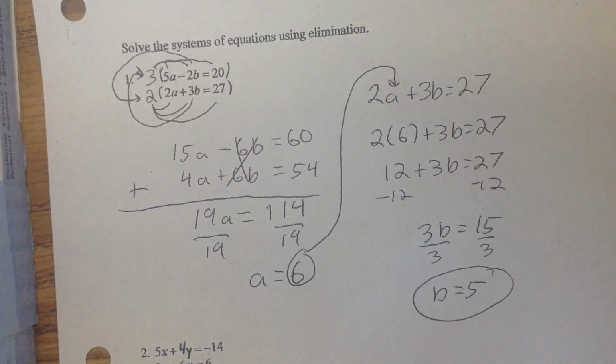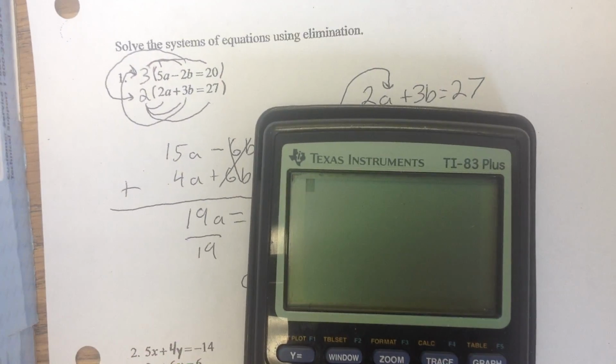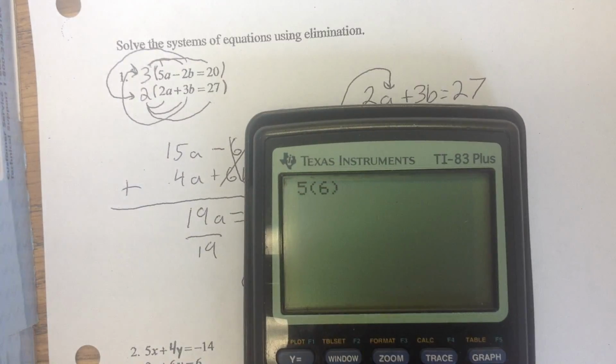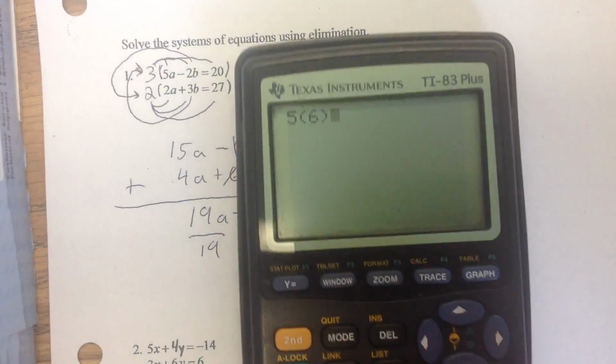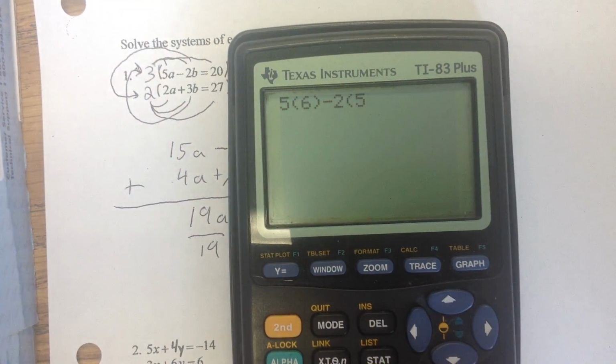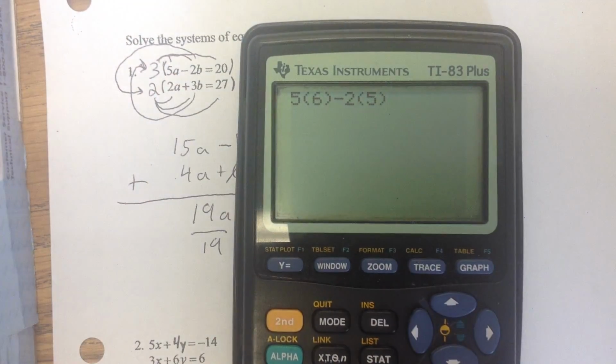So again, you can just take your calculator here, and it's kind of like the old school style middle school checks where we're just plugging things in. So we're going to plug in the 6 for the a. We're going to plug in the 5 for the b, so minus 2 times 5. And hopefully when we do this, we're going to get 20.